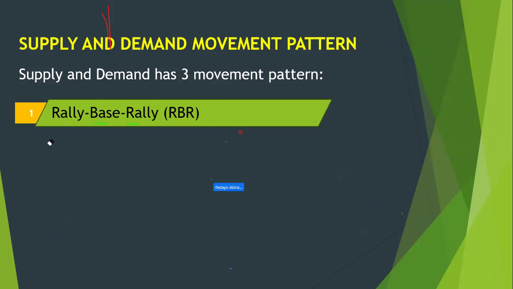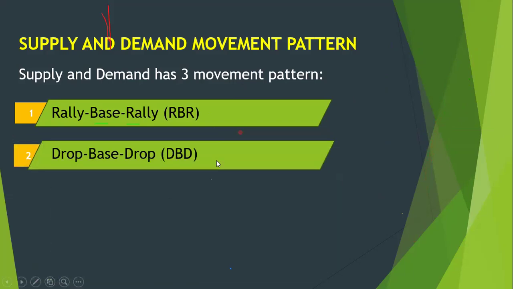All right, so we have rally base rally. The next one we have is drop base drop. This is the opposite of rally base rally, when the market is dropping drastically on any chart. When the market is dropping drastically, this is where we have drop base drop.